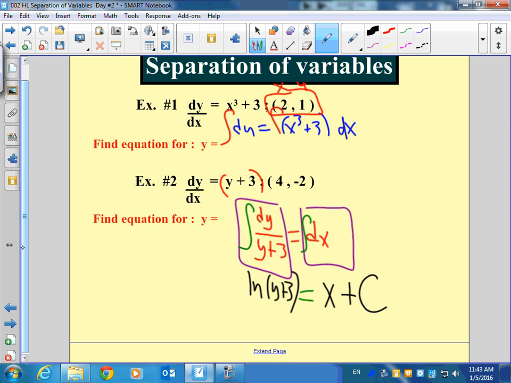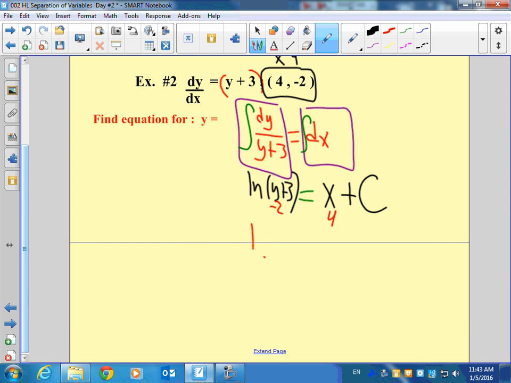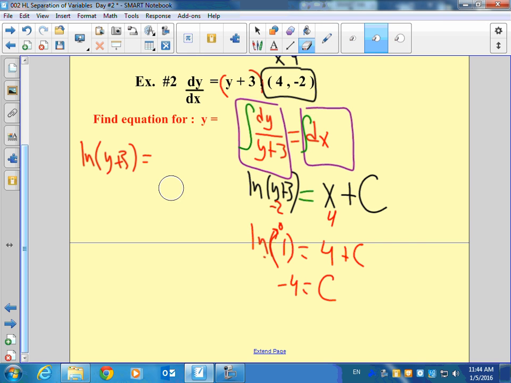And now you can take this point, (x, y), and we're going to put the y as negative 2, and x as 4. So you're going to get the natural log of negative 2 plus 3, which is 1, equals 4 plus c. Well, this is just, what's the natural log of 1? I love it. 0. Good. So c is negative 4. So my answer is not the natural log of y plus 3 equal to x minus 4.